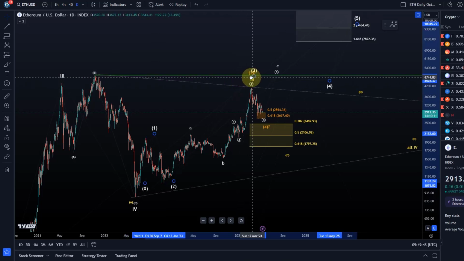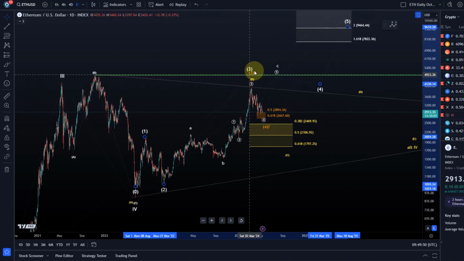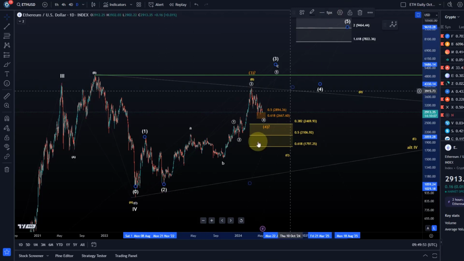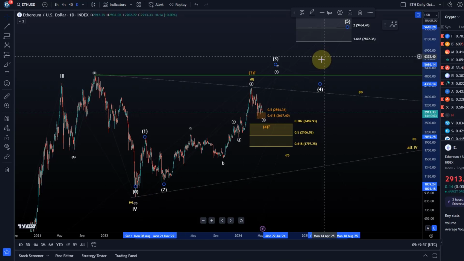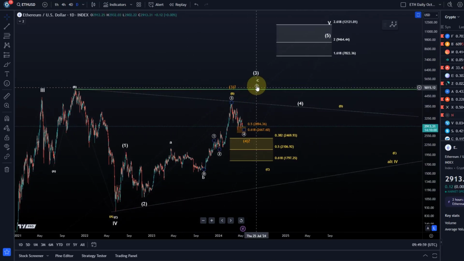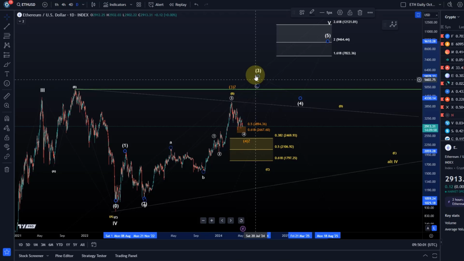At the moment, the idea is that white wave 3, in this diagonal pattern, an ending diagonal that started with the bear market low, is still unfolding. And the idea is that from this third wave top, we should start another 4 and then rally once more in a wave 5.